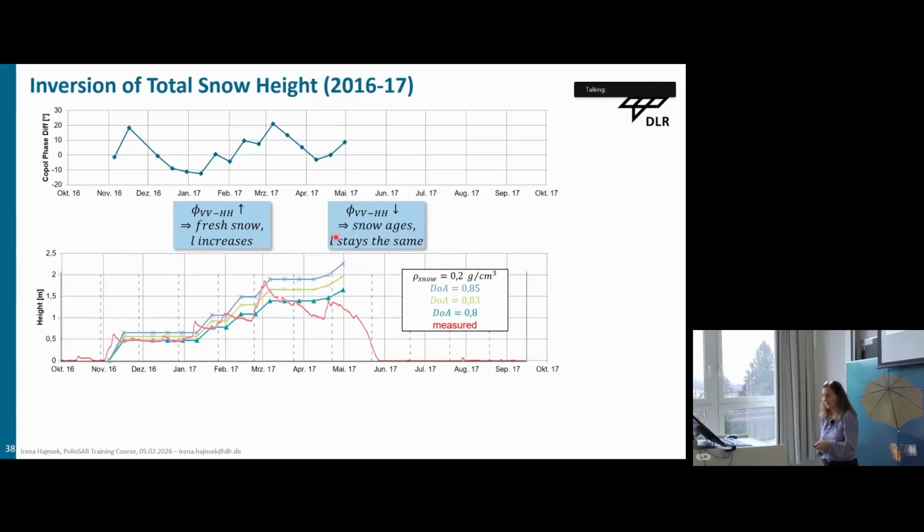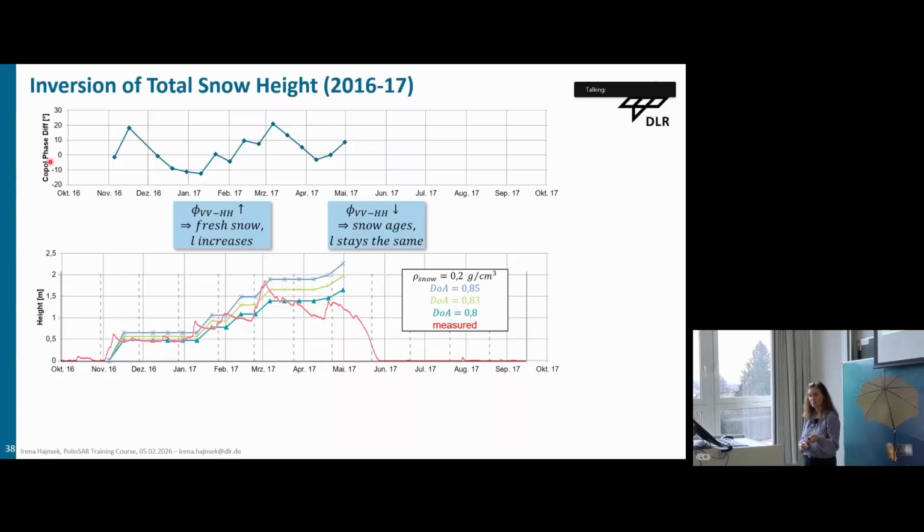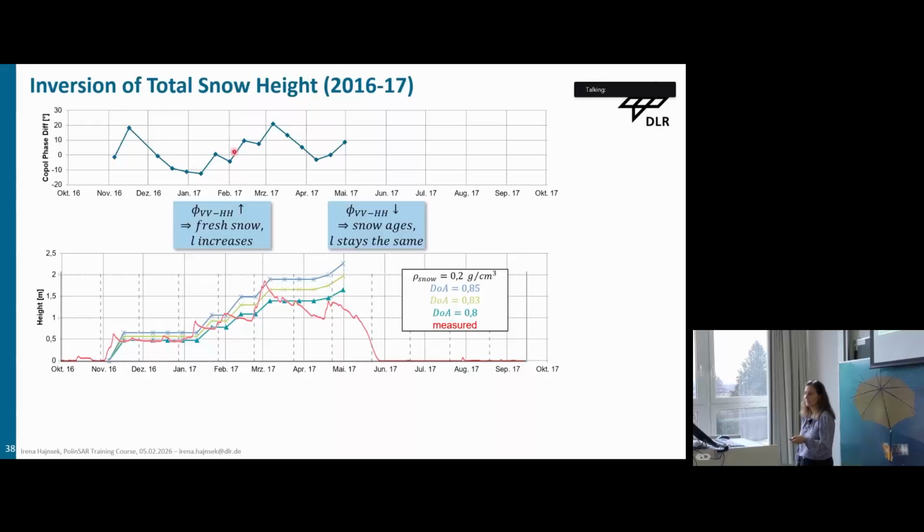Okay, what we have done now, as said, is we have this copol phase difference. We have the model that I was showing before, where we have the relation between the copol phase and the depths, and therefore, in principle, we have inverted these relations to a snow depth. So you see here height now, and this is an accumulated version, as I was showing in the previous slide. With the accumulated version, the bluish greenish lines here are the model predictions. So this is what the model is predicting, and the red one is in principle the measurement that we have.